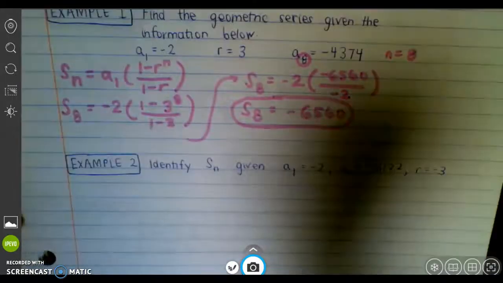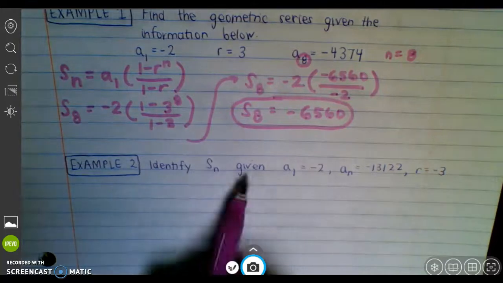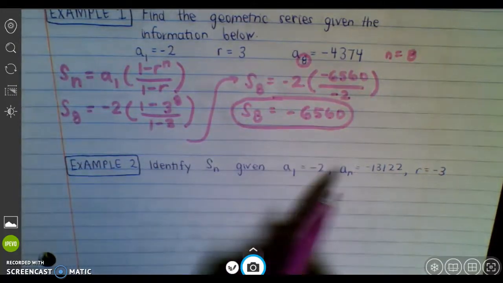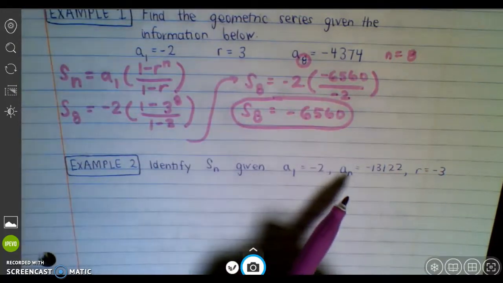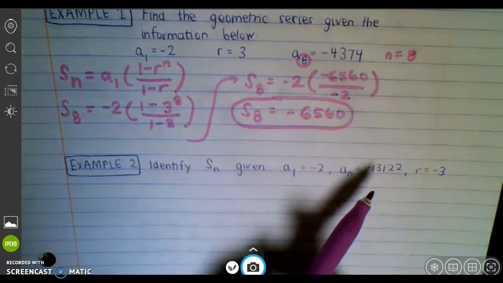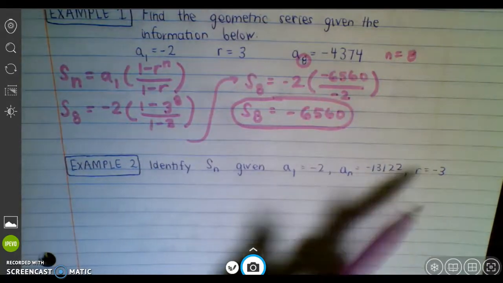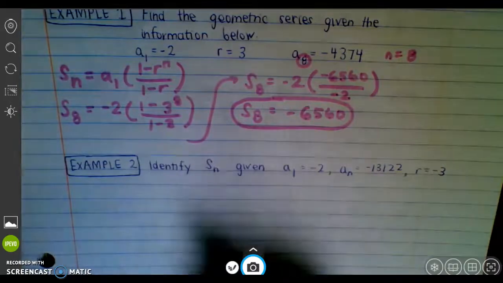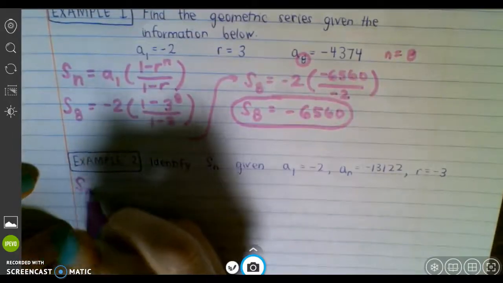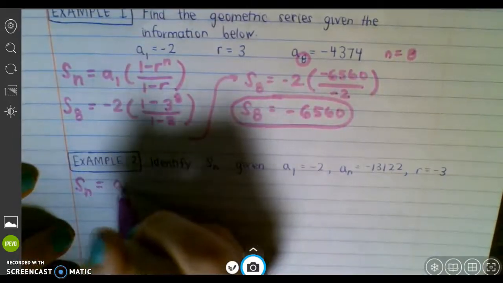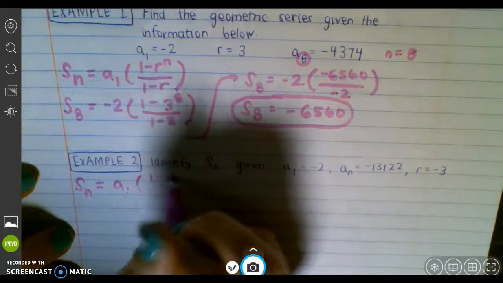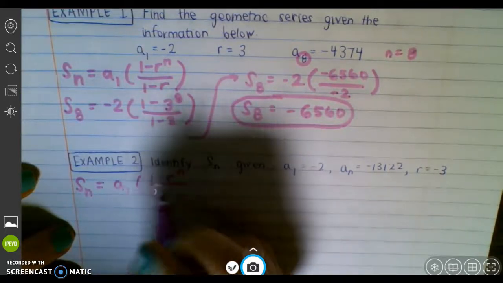Example 2. Identify the sum, S sub n, given a sub 1 equals negative 2, a sub n, that last term, is negative 13,122, and r equals negative 3. So I'm going to write the formula. S sub n equals a sub 1 times 1 minus r to the n over 1 minus r.